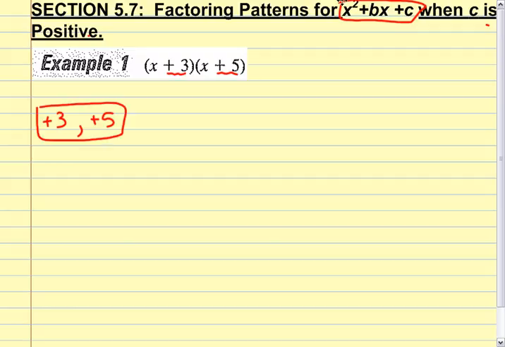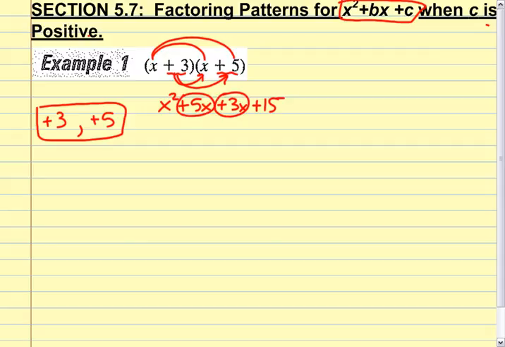Now let's go ahead and multiply this thing out. X times x is x squared. X times 5 is 5x. 3 times x is 3x. And 3 times 5 is 15. Now I've multiplied. This is nothing that you guys haven't done a zillion times. But now I need to combine like terms. So I'm going to get x squared plus 8x plus 15. So when I multiply them, that's what I get.